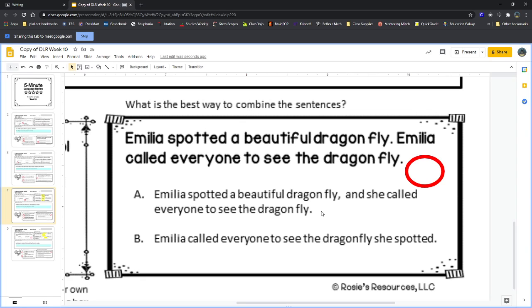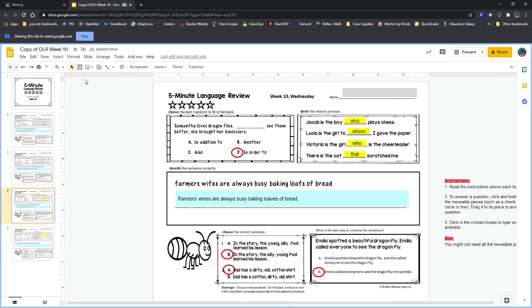If I look at answer choice B, it tells me the exact same thing. Amelia called everyone to see the dragonfly she spotted, but answer choice B is able to say the exact same thing without repeating words. So normally I would say, yeah, A, they have the comma and the conjunction, which is great, but I think B is a little bit better because it doesn't have that repetition. So here's our page. If you missed anything, go ahead, take the time now and fix your answers.